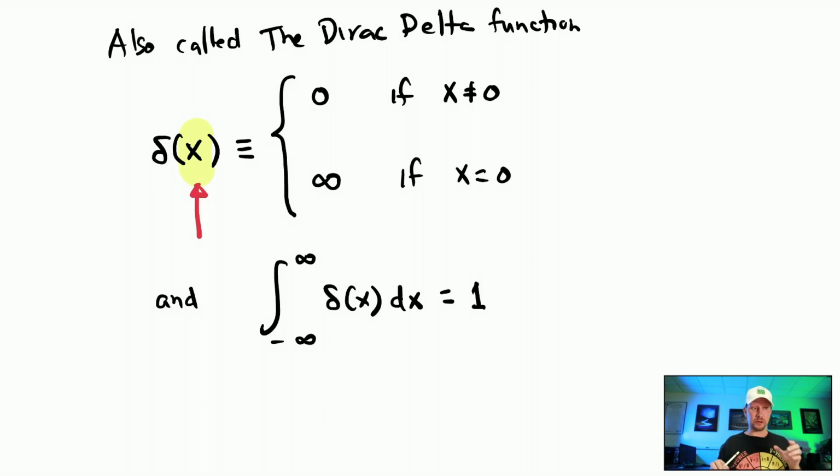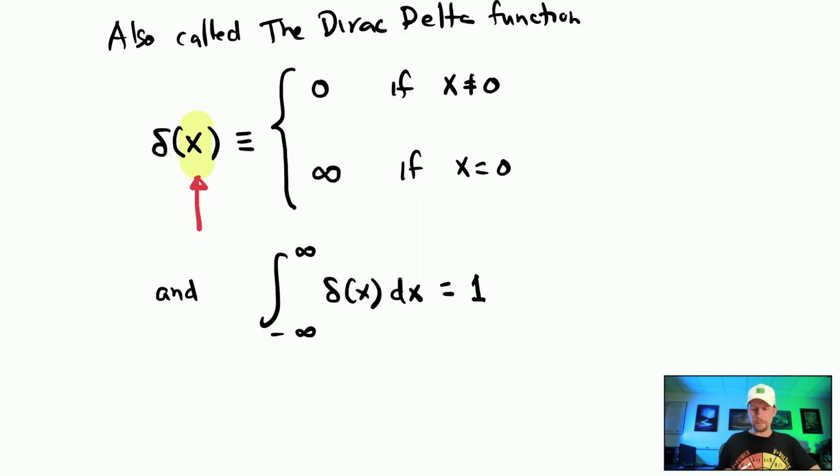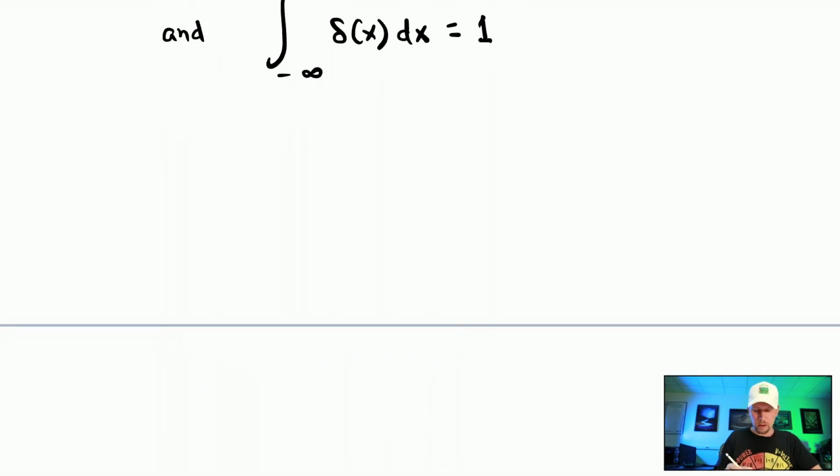Now, strictly speaking, even though we call it a function, it's really actually not a true function in the true sense. Remember that one of the requirements for something to actually be a function is that it must have a finite value everywhere. The fact this actually blows up to infinity at one point in space makes it not a function. However, it is what they call a generalized function, or it's also known as a distribution.